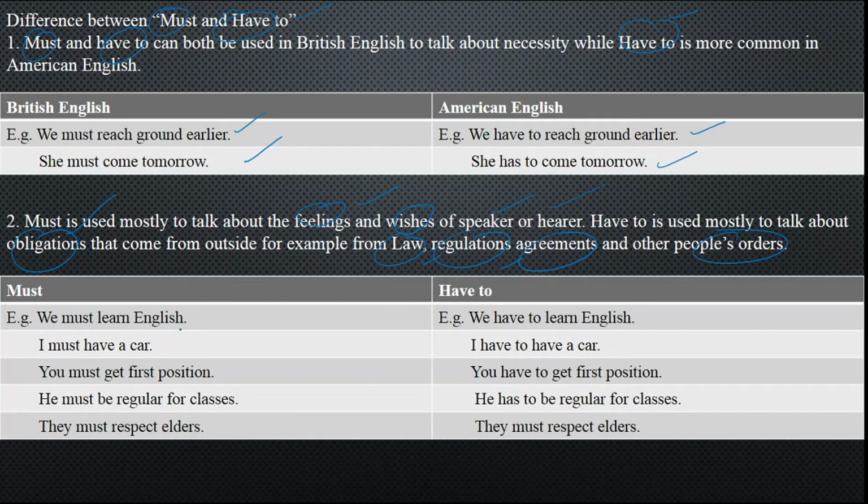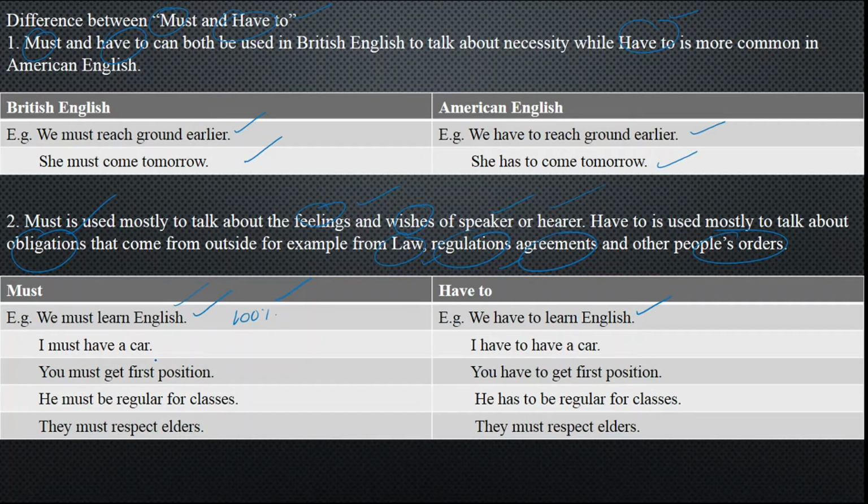Now see, if I say "we must learn English," you are just expressing your wishes or your feelings. The speaker just expresses his feelings or wishes. This is a feeling, or a sort of obligation, but not a hundred percent necessary. But if I say "we have to learn English," it is whether you like it or not. It is the requirement of a school, college, or whatever you are going to do, so you need to learn it whether you are willing or not. Here you are just expressing your feelings. Here you have to do it whether you like it or not.